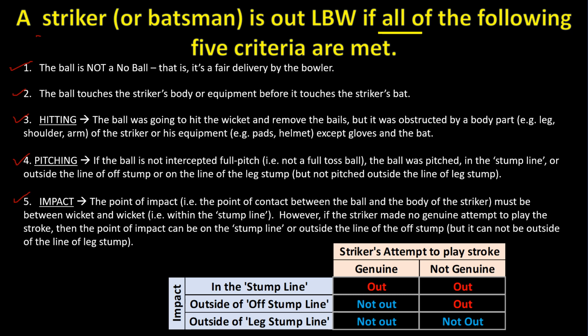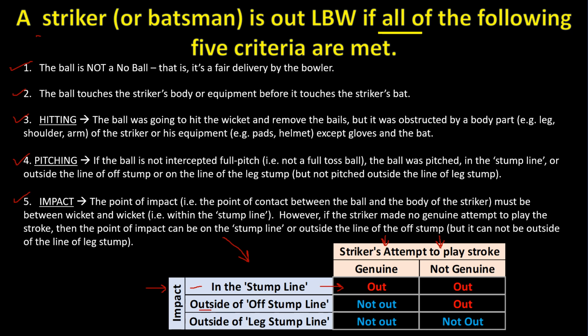This complicated fifth condition is very easily summarized in this matrix or table form. On the columns we have whether the striker's attempt to play the stroke is genuine or not. That is, column 1 says that the attempt is genuine. Column 2 says that the attempt by the striker to play the stroke is not genuine. And in the rows we have where the point of impact is. So the first row says that if the point of impact is in the stump line, then irrespective of whether the attempt by the batsman is genuine or not, the batsman or the striker will be called out LBW.